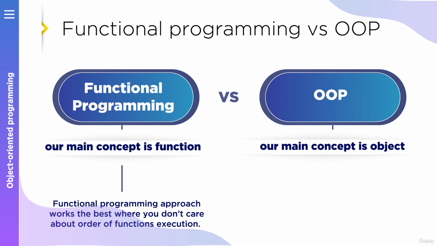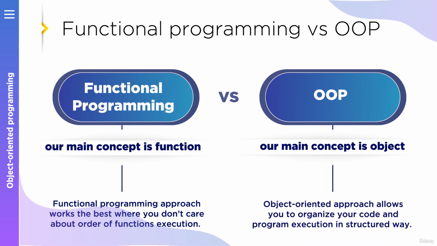For simple data manipulations, a functional programming solution to some degree is easier and faster to implement. Sometimes it is even easier to support. But for complex enterprise solutions, the functional programming approach can turn your project maintenance into a nightmare. The object-oriented approach allows you to organize your code and program execution in a structured way.